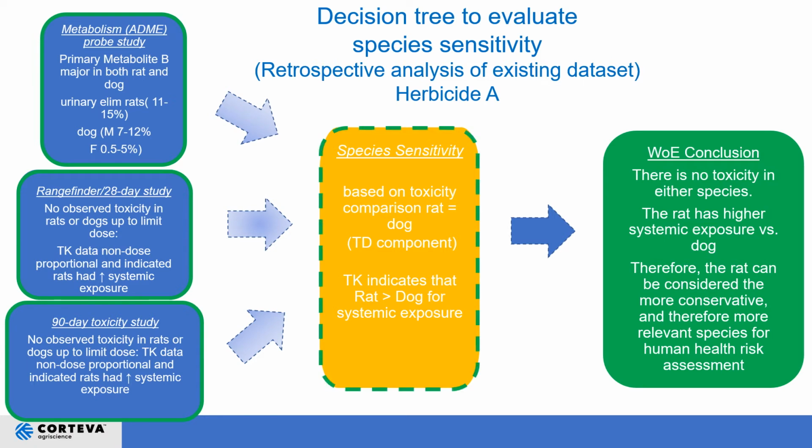Based on toxicodynamics as measured by systemic toxicity, rat and dog are equivalent, as there was no observed toxicity for either species. However, the TK data indicate that rat is more sensitive than dog based on higher systemic exposure. For this example, a conclusion can be made that supports the rat as the more conservative and therefore relevant species for human health risk assessment.